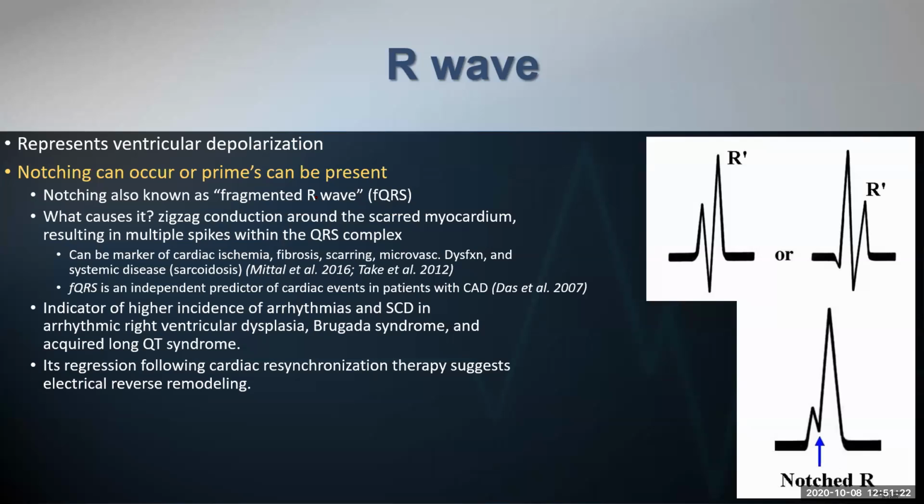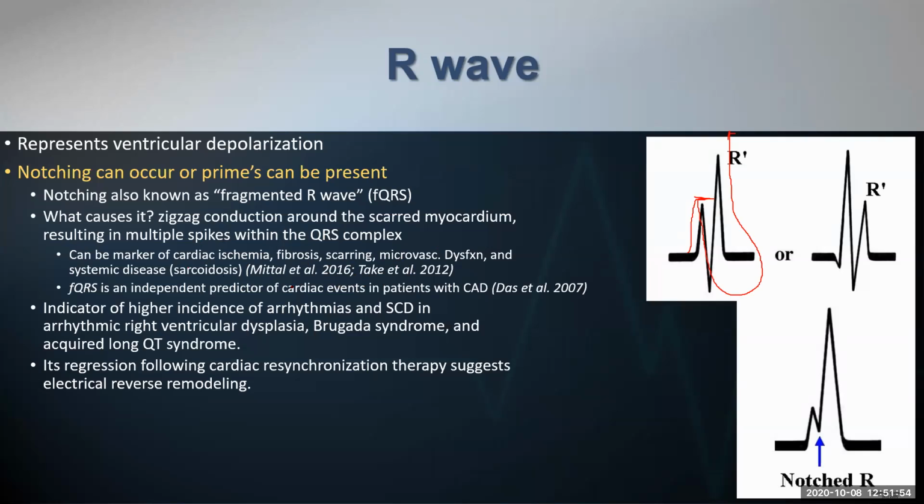That fragmented QRS is pretty cool to see. I think you guys will start looking for it after this talk. It's basically a zigzag conduction around some area of scarred myocardium. When it initially depolarized, there was some disease that happened, and then the electrical activity had to go around it, and by going around it, it was able to conduct the rest of it. That's what creates that same appearance that you might see with a bundle branch block. It can give you a marker of ischemia, fibrosis, scarring, as I mentioned above, even sarcoidosis.